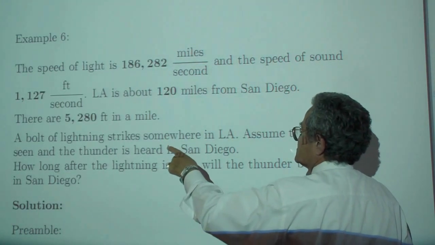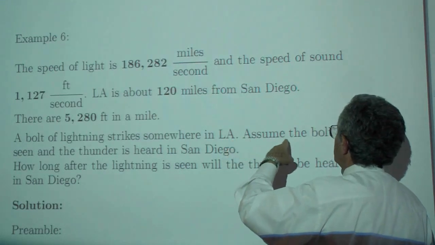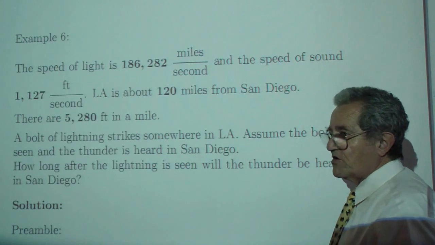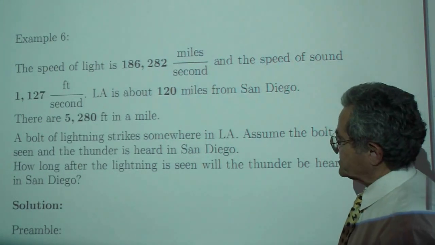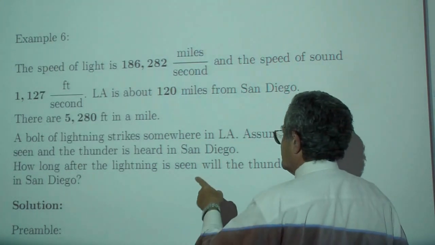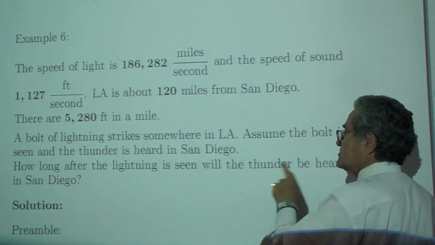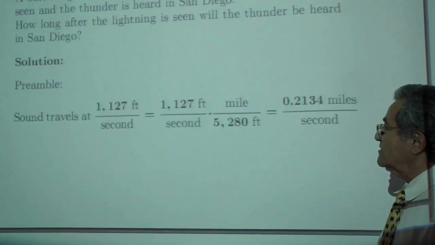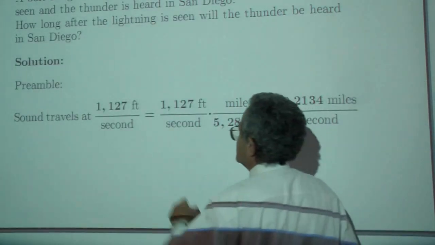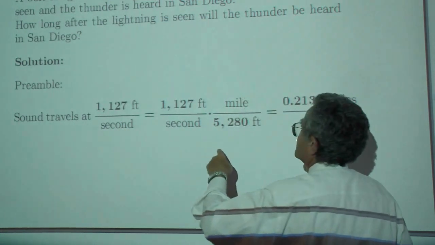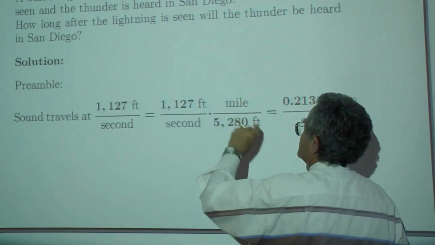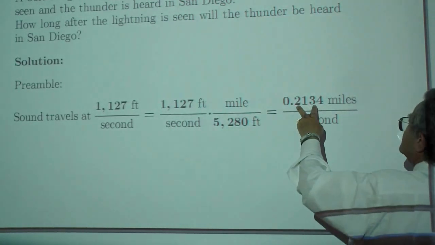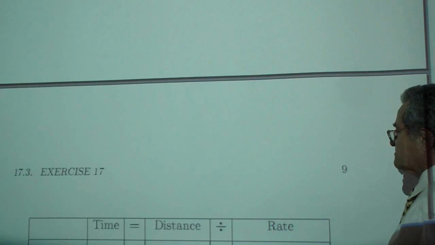A bolt of lightning strikes somewhere in LA. Assume the bolt is seen and the thunder is heard in San Diego, which is not likely, but let's make that assumption. How long after the lightning is seen in San Diego will the thunder be heard in San Diego? Okay, sound travels at this many feet per second, and there are 5,280 feet in a mile. Feet over feet drops out, that means division, and I get this number of miles per second.